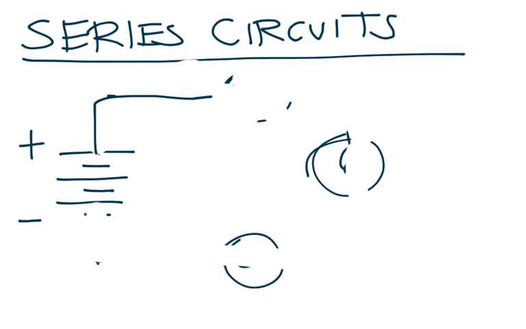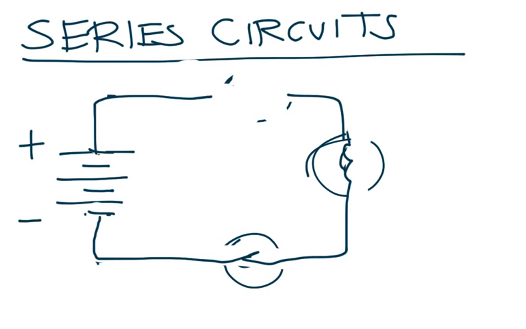I'll just redraw my circuit. And so if there's a break in the circuit, like right here, then the current just stops. I think you got my point. Even though I don't want to talk too much about parallel circuits, I will say that if there were a parallel circuit and there's a break in one branch but not the other branch, the other branch is unaffected. They're independent of each other. But we'll get back to that when we talk about parallel circuits.